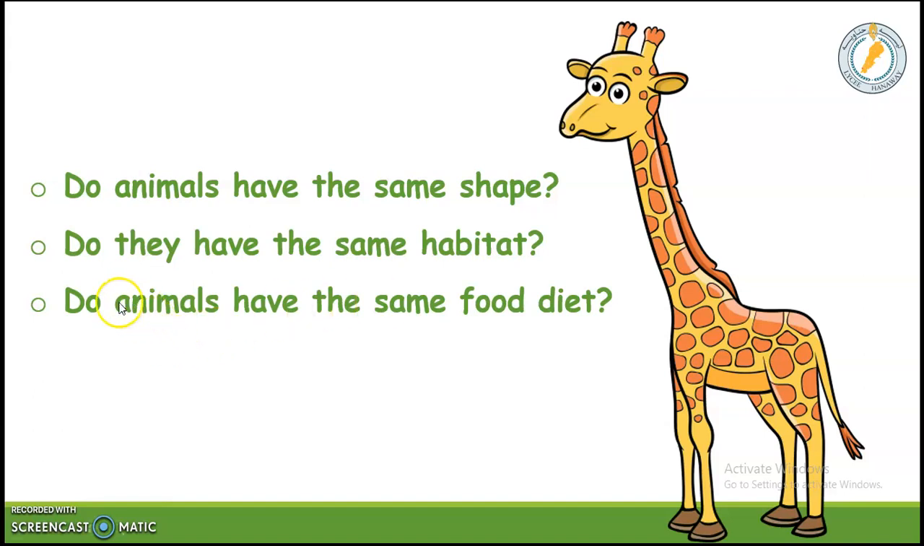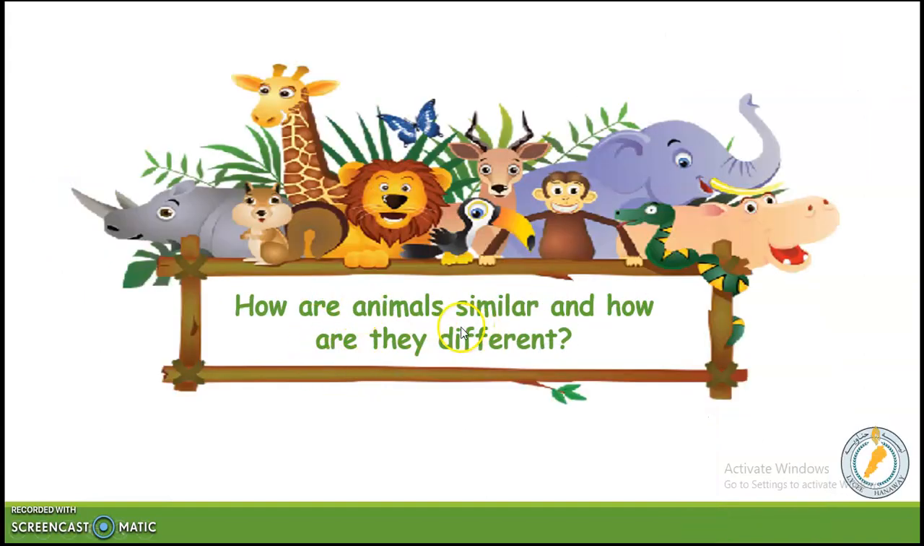The final question here, do animals have the same food diet? Do they all eat the same food? Of course not. We know that some animals feed on meat, other animals feed on plants, so they have different food diets, right? So this is how animals are different. They have a group of differences between them. How are some animals similar and how are they different? This is what our lesson is about.